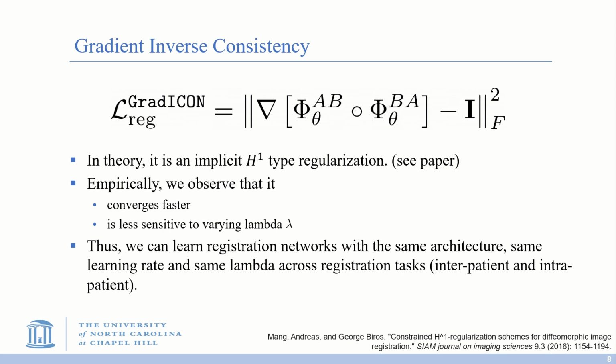Here we propose to penalize the Jacobian of the inverse consistency, and we demonstrate that in theory it is an implicit H1 type regularization when used to train a registration neural network. In addition, we empirically observe that it converges faster and is less sensitive to varying lambdas. Thus, we can learn registration networks with the same architecture, same learning rate, and same lambda across registration tasks.